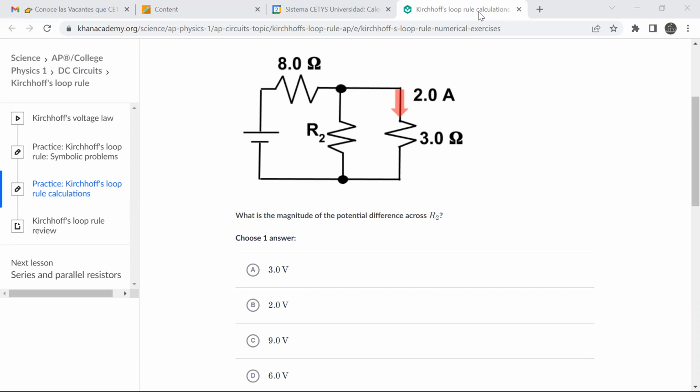And so what is the magnitude of the potential difference across R2? Remember one thing, when we're talking about potential difference, that's the same as or equivalent to talking about voltage, okay? So they're asking us for the voltage in R2. So what can we do there to find that?